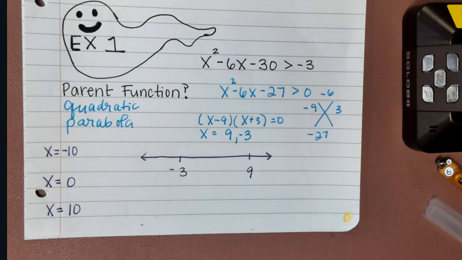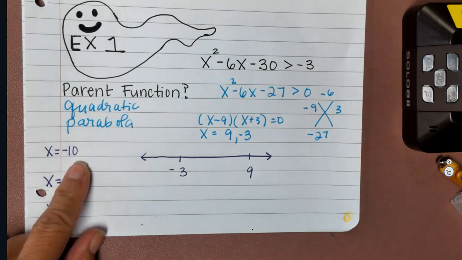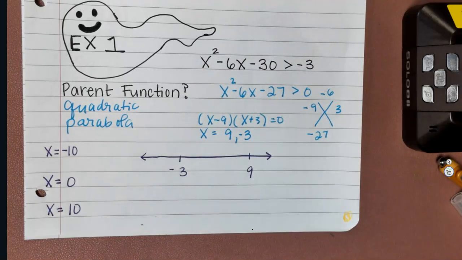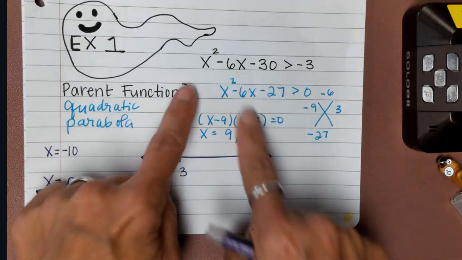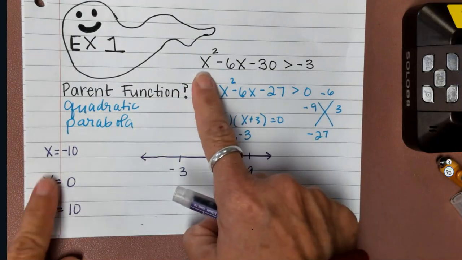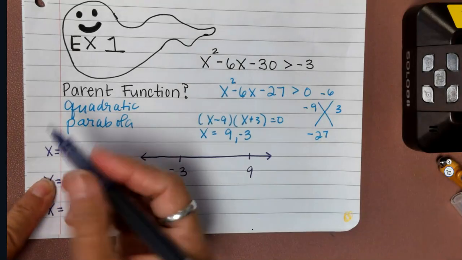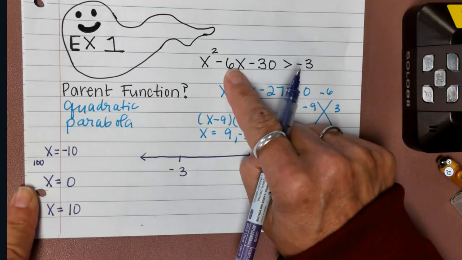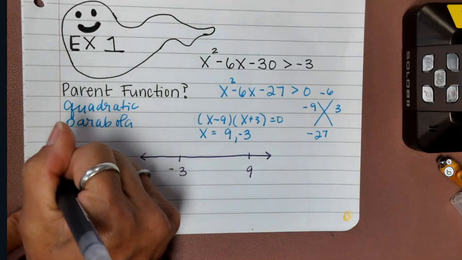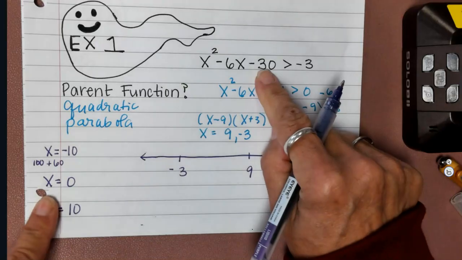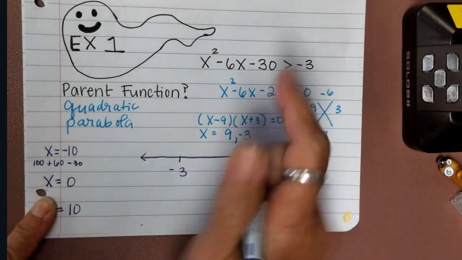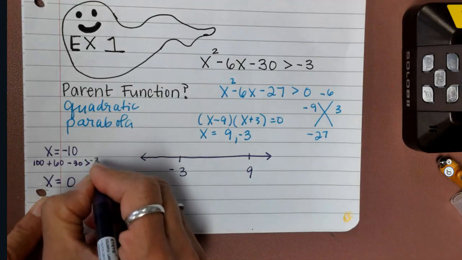All right, here we go. So when I plug in a negative 10, I'm plugging it into the original. Honestly, guys, it doesn't matter which line of work you plug it into, but I'll be consistent and plug it into the original. Negative 10 squared, that's going to be a positive 100. And then a negative 10 times a negative 6 is a positive 60. Don't forget you have that negative 30 right there. And I need all that to be greater than a negative 3.